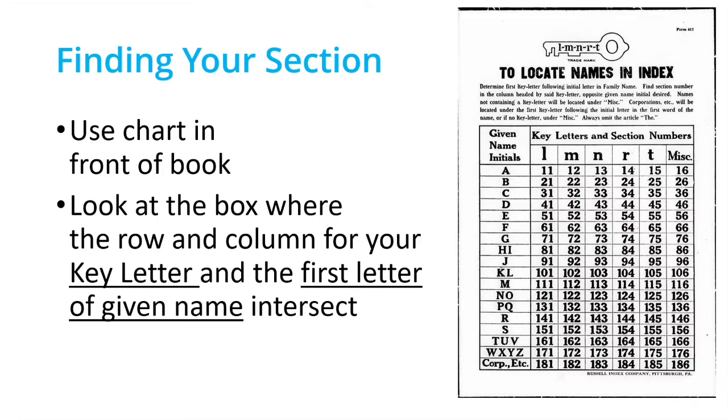So once we know what our key letter is for our name, we use it to identify the section. That's when we refer to that chart in the front of the book that sometimes seems so daunting. What you're going to do is find the box where the rows and columns for the key letter we've identified in our surname and the first letter of the given name of the person we're researching intersect. So let's look at some examples.